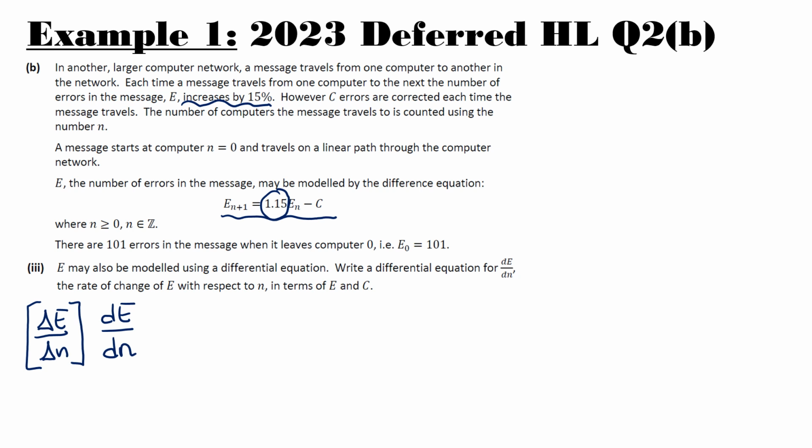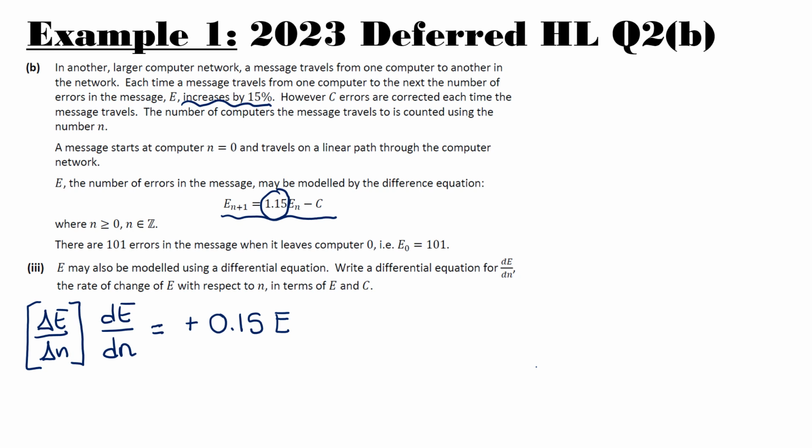We deal with the total. However, for differential equations, we talk about just the change. So we're talking about the change in error with respect to N, so with the change of the number of computers that it meets. So that means we're just going to have 15%, and it's an increase, which makes it positive. So we have a plus 0.15 times the error, which we're just going to call E. So it doesn't have a subscript like when we have difference equations.